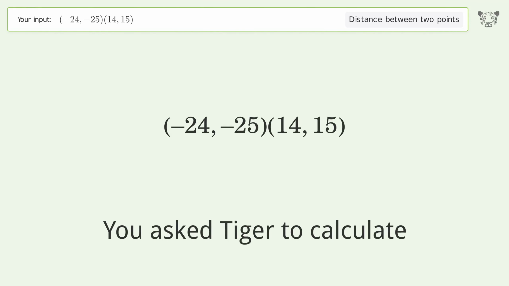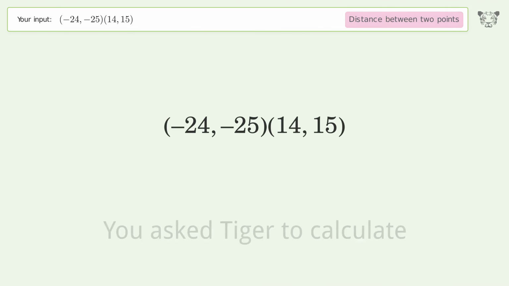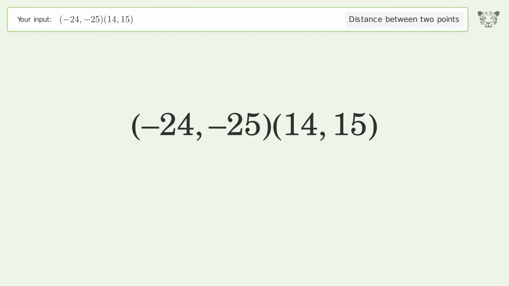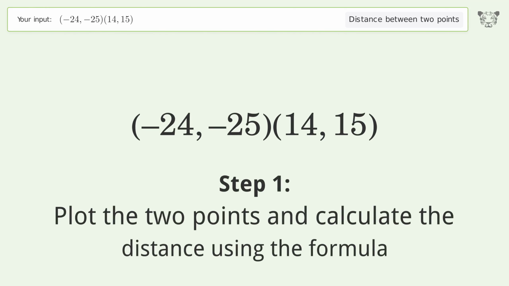You ask to calculate the distance between 2 points. The distance between the 2 points is the square root of 3044, or 55.172. Let's solve it step by step. Plot the 2 points and calculate the distance using the formula.